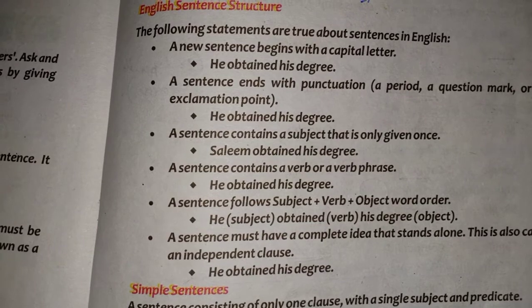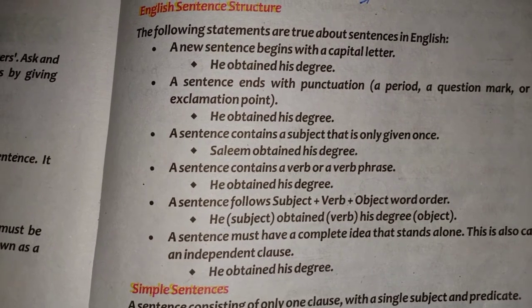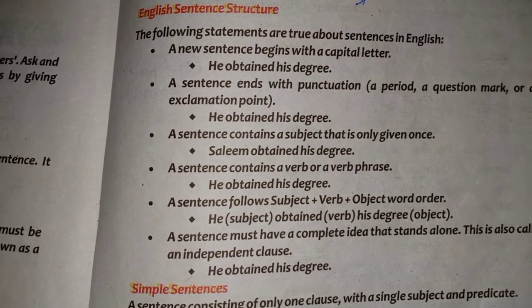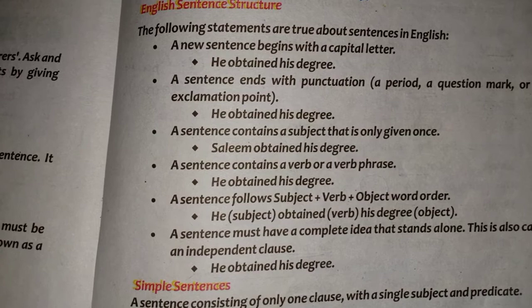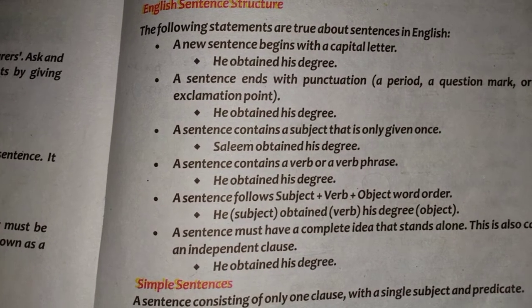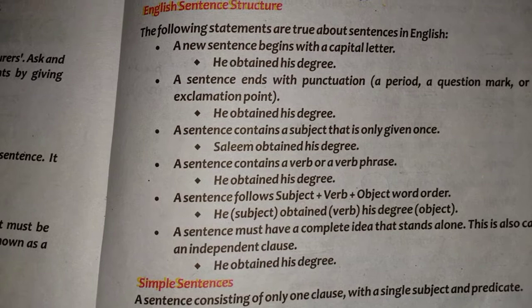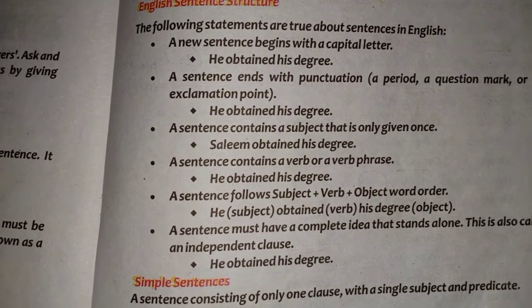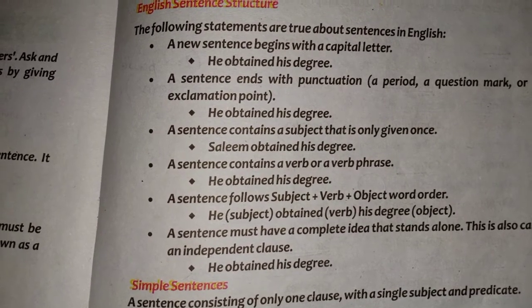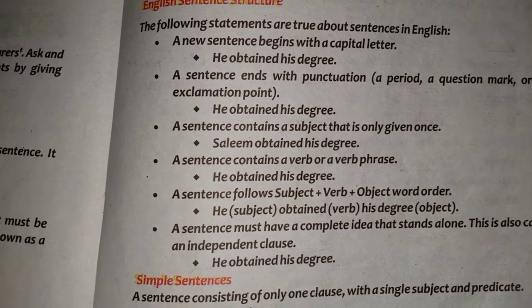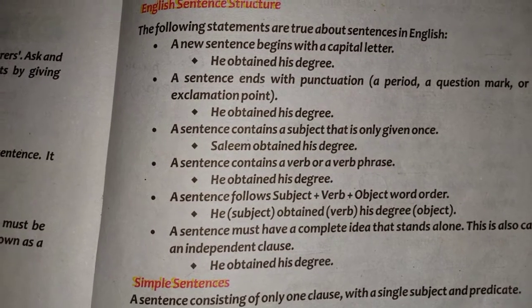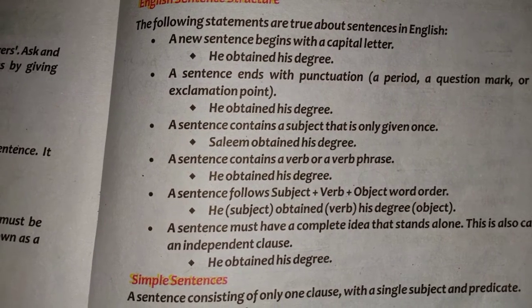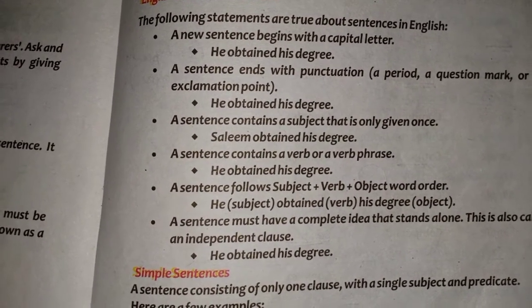Then, a sentence contains a verb or a verb phrase. "He obtained his degree." Obtained is the verb over here. Clear? Then a sentence follows subject, verb, object word order. SVO. Which order does the sentence follow? Subject, verb, object. Clear? "He obtained his degree." He is the subject, obtained is the verb, his degree is the object over here.